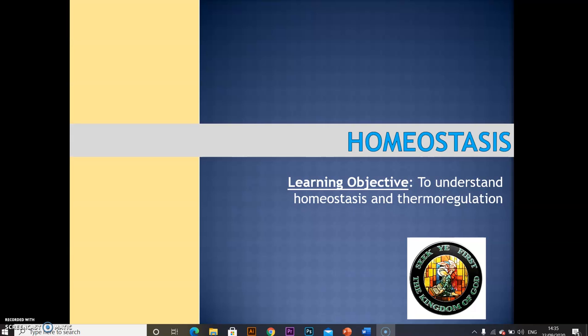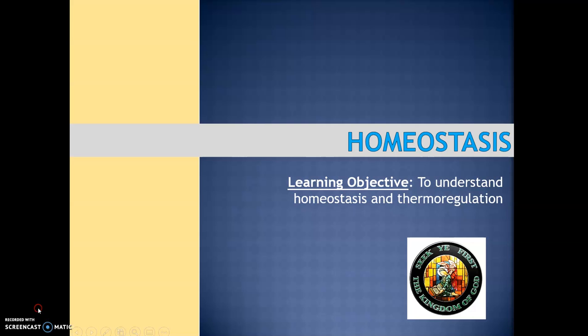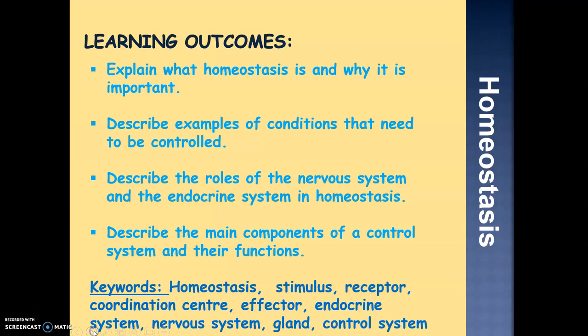Now, today we are going to be looking at homeostasis. As we always do, I want us to write what our learning objective is. Our learning objective is to understand homeostasis and thermal regulation. Hopefully, by the end of today, we should be able to explain what homeostasis is and why it's important, and then describe some examples of conditions that need to be controlled.